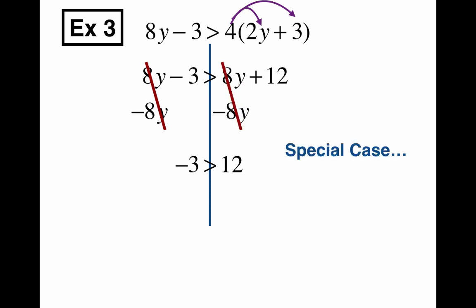So this is kind of a special case. The y is completely gone. So if I said, well, what does y equal? It's totally gone in this problem. You're going to say, well, that's because there's no solution. It's not possible to have an answer for y. Y is equal to no solution. So that kind of makes this a special case. When the variable disappears from the problem, and you get something weird, like -3 is greater than 12, and you're like, that's not even true. -3 is not greater than 12. That must mean there's no answer for y. There's no solution.